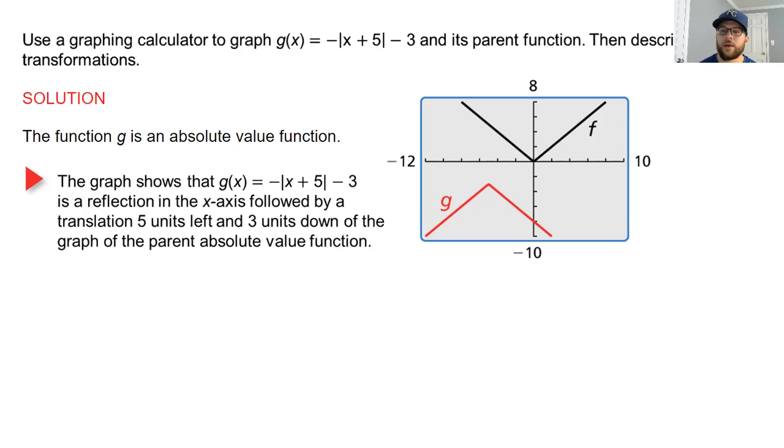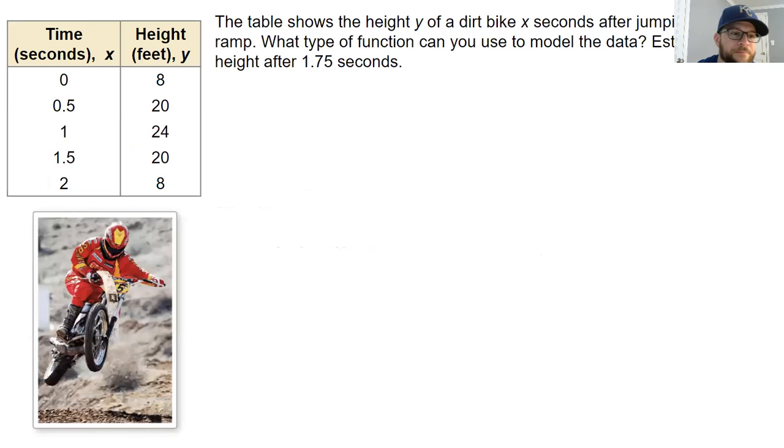So it is first a reflection. It is being flipped down below the x-axis. And then it is being moved to the left 5 units, and then it is going down 3 units to get your new function. That is the description of that transformation in that order. So reflection is first, and then you are translating it. You can't translate and then reflect.